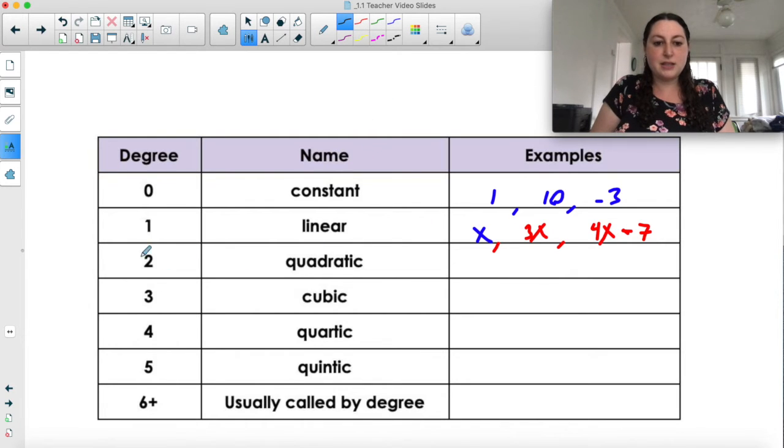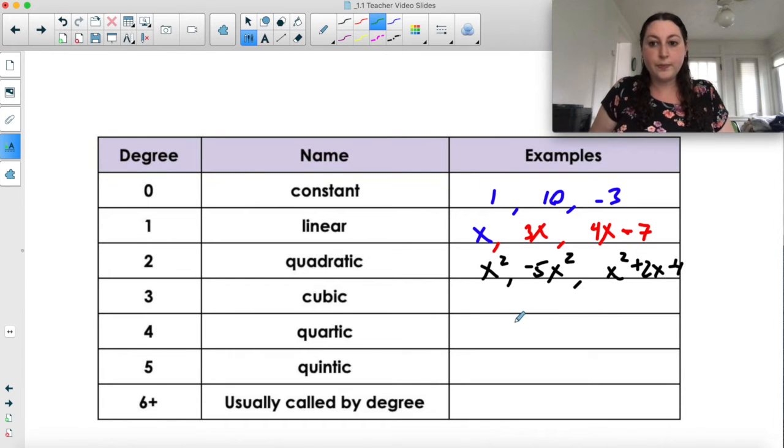Quadratic is being raised to the second power, like x squared, or again, you can have any kind of coefficient, -5x squared, or x squared plus 2x minus 4, as long as the biggest degree is x to the second power. Degree is 2. Cubic is the third power. I'll just give you what that would look like. Quartic is the fourth power, and quintic is the fifth power.